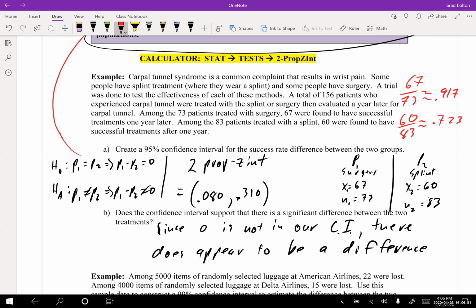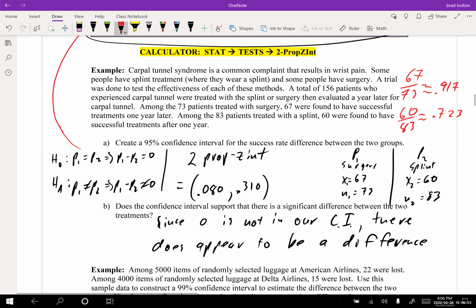And they say, hey, look, 0.917 is bigger than 0.723. There must be a higher success rate. Well, that's just samples, though. Remember, you can't just say that. Now, that may give you an indication that, hey, I believe the surgery does appear to be working because my sample seems to show that. But then you still have to go through and do the test. You can't just say it is because of the sample.